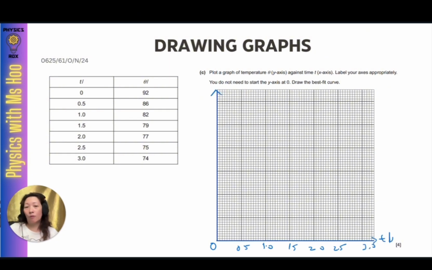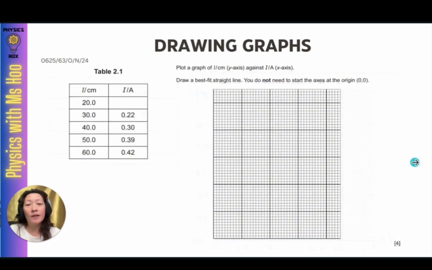However, for theta, which is the y-axis, we don't have to start from 0. If you look at the numbers, you could potentially start from 70. All you need to do is label the bottom line as 70 straight away. So you don't have to do any jagged skipping of numbers and all that. Just start from 70 and continue the label upwards. For example, for theta in degrees Celsius, you could go 70, 75, 80, 85, 90, 95. Just put the numbers directly. You don't have to skip numbers to show that the scale is not starting from 0.